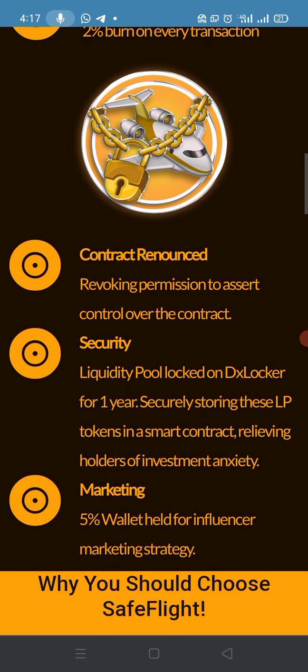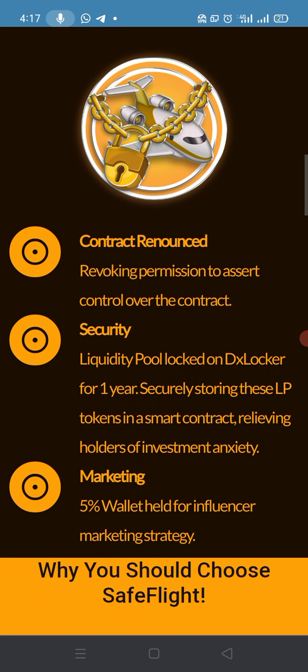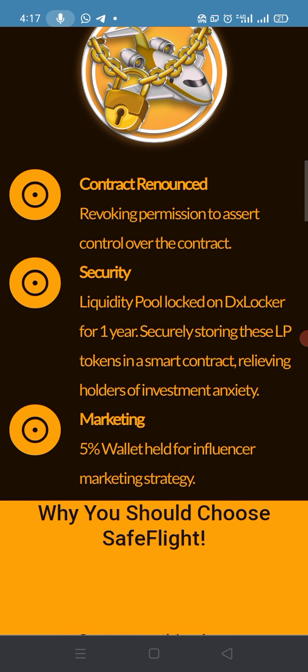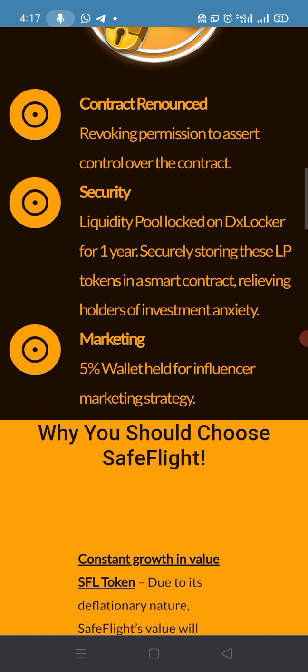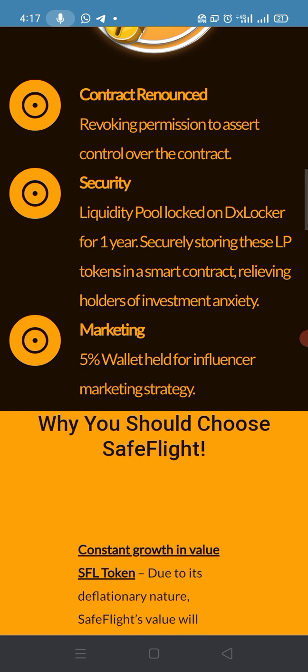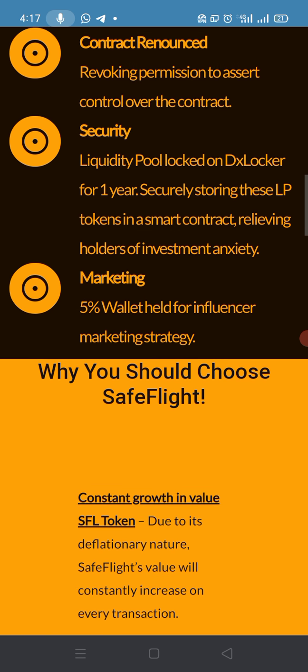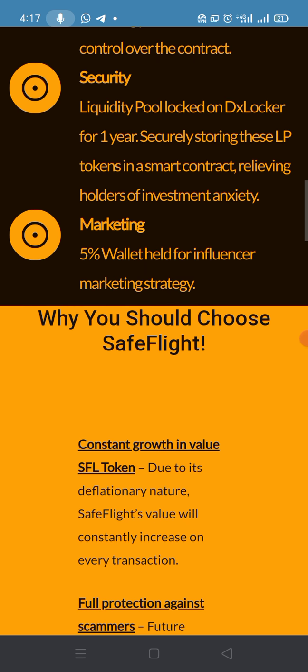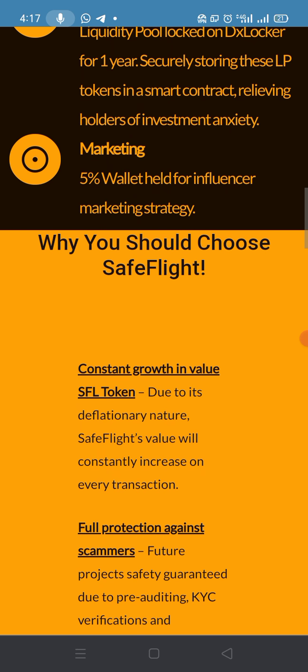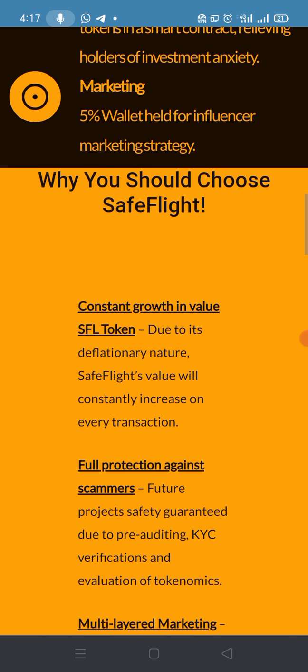revoking permission to assert control over the contract. Security: liquidity pool locked on DX locker for 1 year. Security strong: these LP tokens are stored in a smart contract, relieving holders of investment anxiety. Marketing: 5% wallet held for influencer marketing strategy.